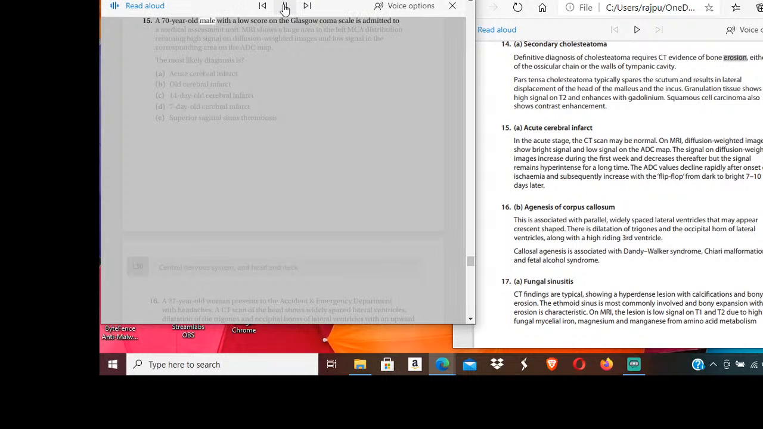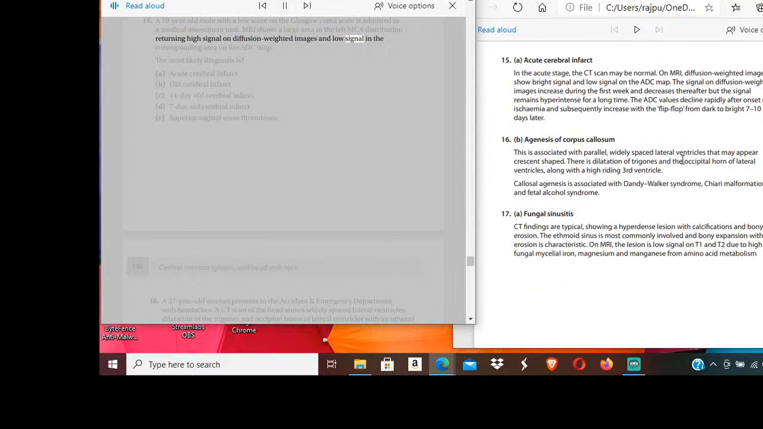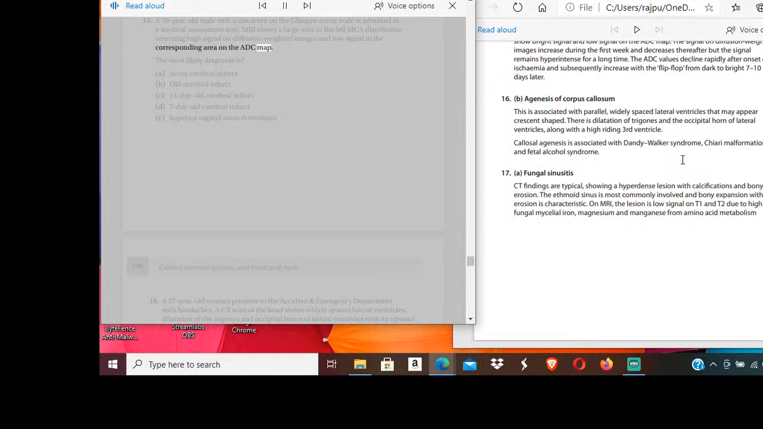15. A 70-year-old male with a low score on the Glasgow Coma Scale is admitted to a medical assessment unit. MRI shows a large area in the left MCA distribution returning high signal on diffusion-weighted images and low signal in the corresponding area on the ADC map. The most likely diagnosis is A. Acute cerebral infarct. B. Old cerebral infarct.